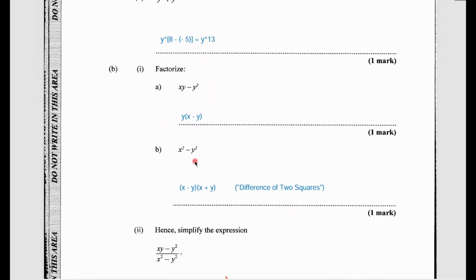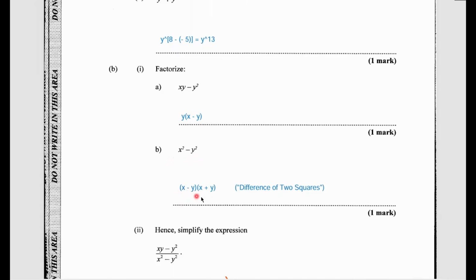Part B, x squared minus y squared. This is what we call the difference of two squares. And one way of factorizing a case like this, when you have a difference of two squares, you have your two sets of brackets, right? Double brackets, and in one case, you find the square root of x squared, which is x. So you have x in both sets of brackets. Then you find the square root of y squared, which is y, and you put y in both sets of brackets.